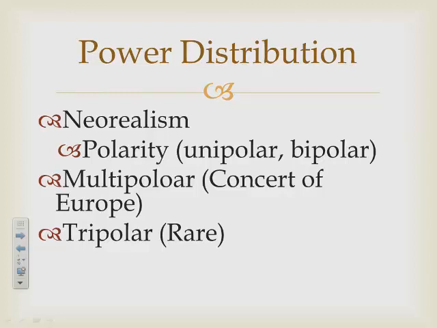Another potential distribution of power is a tripolar, where you have three states. Sometimes the triangle between Russia, the U.S., and China during the late 60s and early 1970s is thought of as being tripolar, but it's rare, and we don't really have any good theories about that.